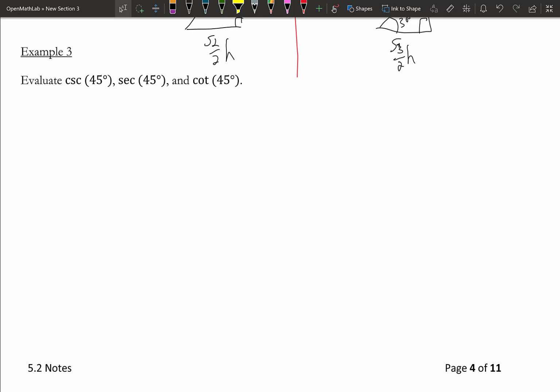Something important to remember from section 5.1 is that if there's no degree symbol, like it doesn't say degrees, then it's understood as radians, right? So don't forget that. Having this degree symbol here is real important. So cosecant of just 45 implies 45 radians, which is huge, because 2 pi is roughly less than 7, so roughly 6 radians is a full rotation.